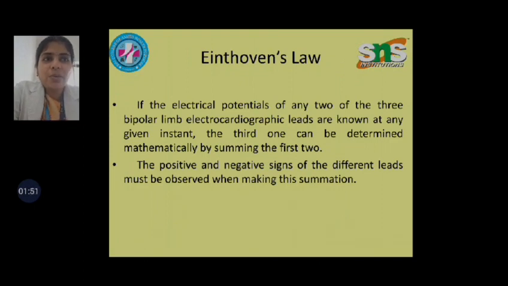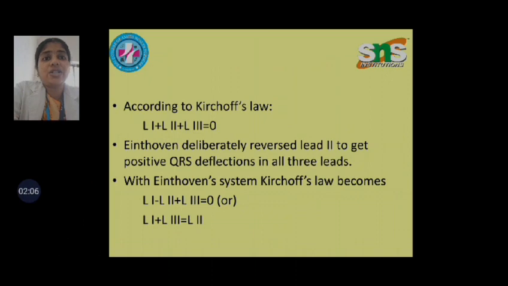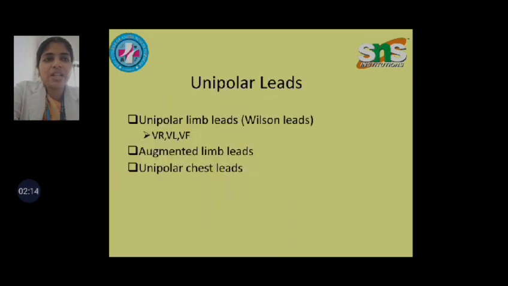If the electrical potentials of 2 of the 3 bipolar limb electrocardiographic leads are known at any given instant, the third one can be determined. Positive and negative signs of the different leads must be observed. According to Kirchhoff's law, lead 1 plus lead 2 minus lead 3 is equal to 0. For Einthoven's law, lead 1 plus lead 3 is equal to lead 2. Another one can be defined.